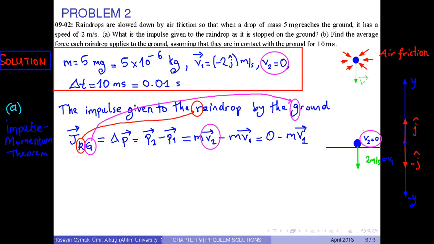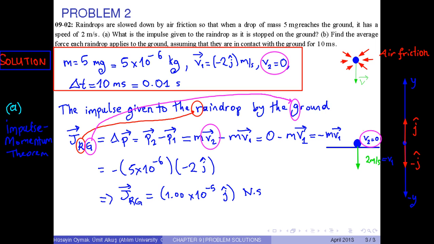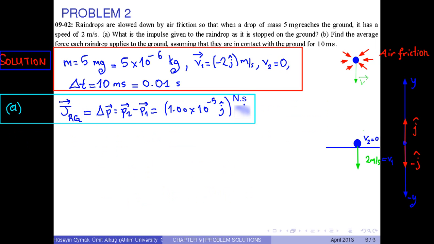Since v2 is 0, then we have 0 minus m times v1, which is equal to minus m times v1. Substitute the corresponding values into this equation as minus 5 times 10 to the power minus 6 kilograms times minus 2 j hat meters per second. And you finally get the impulse given to the raindrop by the ground as J sub Rg equals 1 times 10 to the power minus 5 j hat newton seconds. Well, let's solve part B.